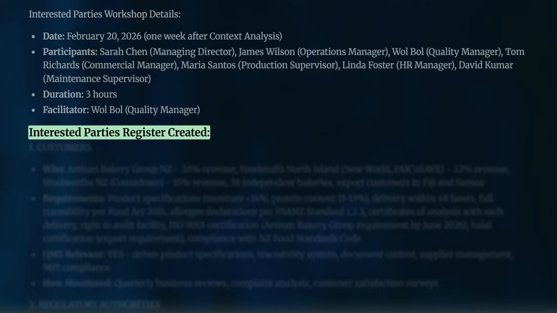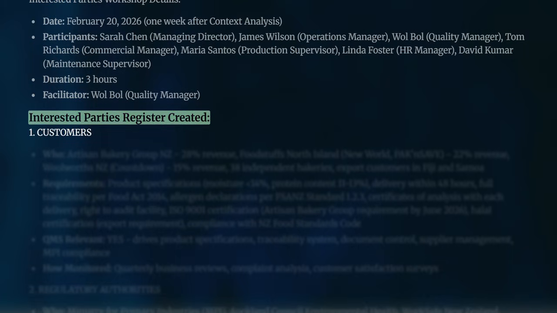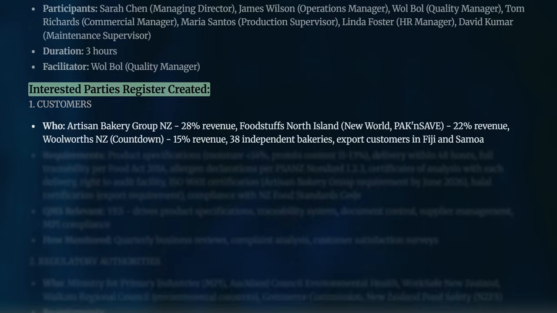So now we are going to create the interested parties register. Here for our exemplar company, the interested parties register is created. First, we start with the customers. You can do the same. You start with the customer as the first interested party. Who are the customers? Here we have Artisan Bakery Groups, New Zealand, with 28% revenue, and Foodstuffs North Island, or New World and Pak'nSave, with 22% revenue, and Woolworths New Zealand, which is known as Countdown, with 15% revenue, and 38 independent bakeries and export customers in Fiji and Samoa.